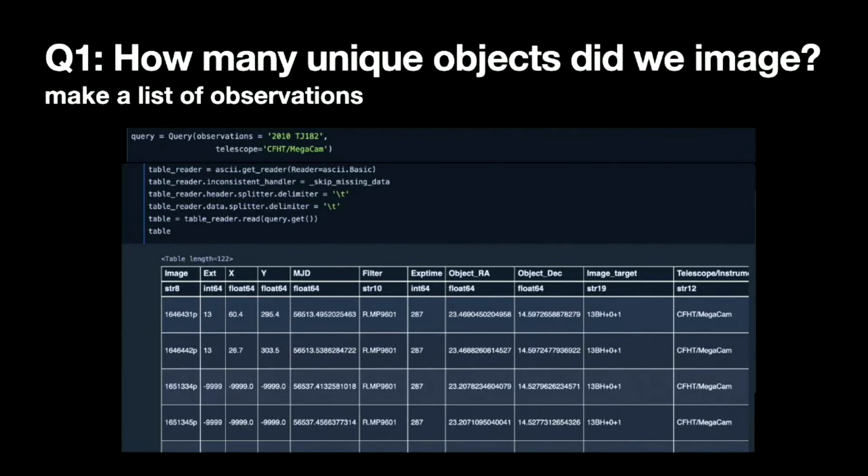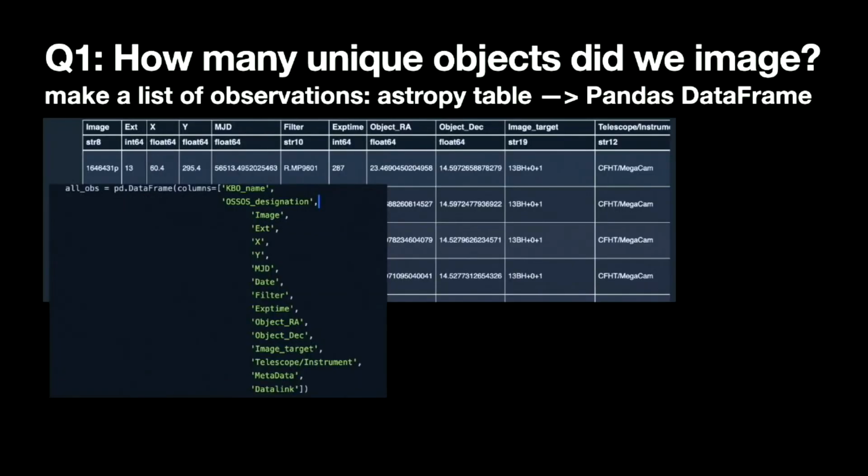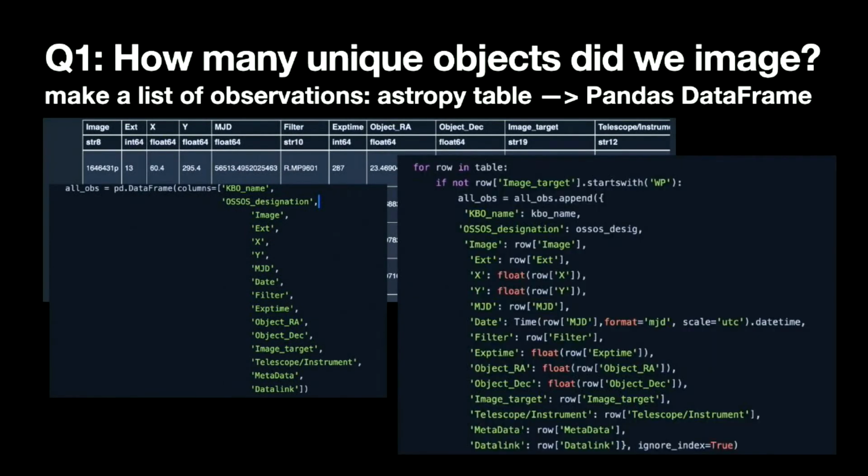But I don't want to use an AstroPy table, I want it to be in a Pandas data frame, because I wanted to be able to slice my data and filter things. So then I had to convert this table into a data frame. What I did was set up my data frame on the left, and loop through all the rows in that AstroPy table.